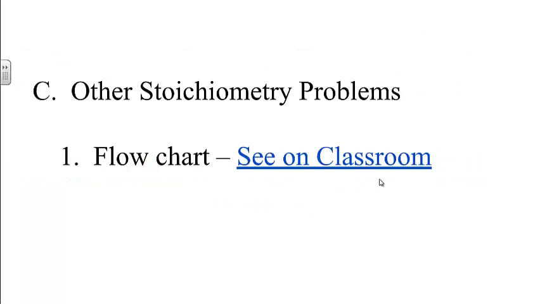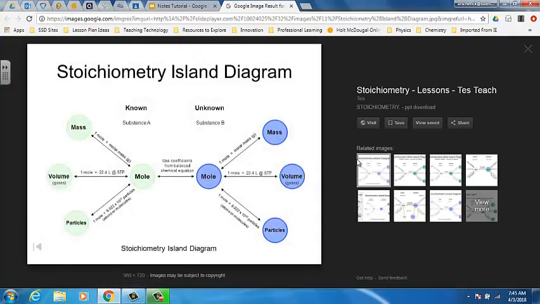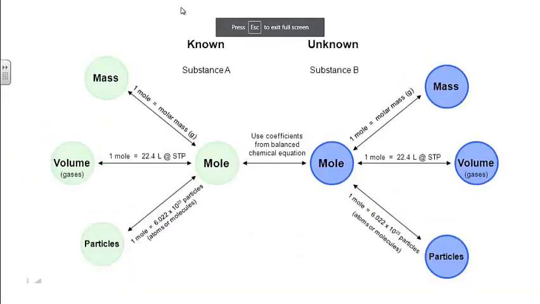Okay, so, other stoichiometry problems. On this flow chart, you can get this flowchart from Google Classroom. So if you go to Google Classroom, you'll be able to get to this flowchart. It's under the link for the notes. Basically, we're going to use this stoichiometry diagram as we go through the rest of the problems.